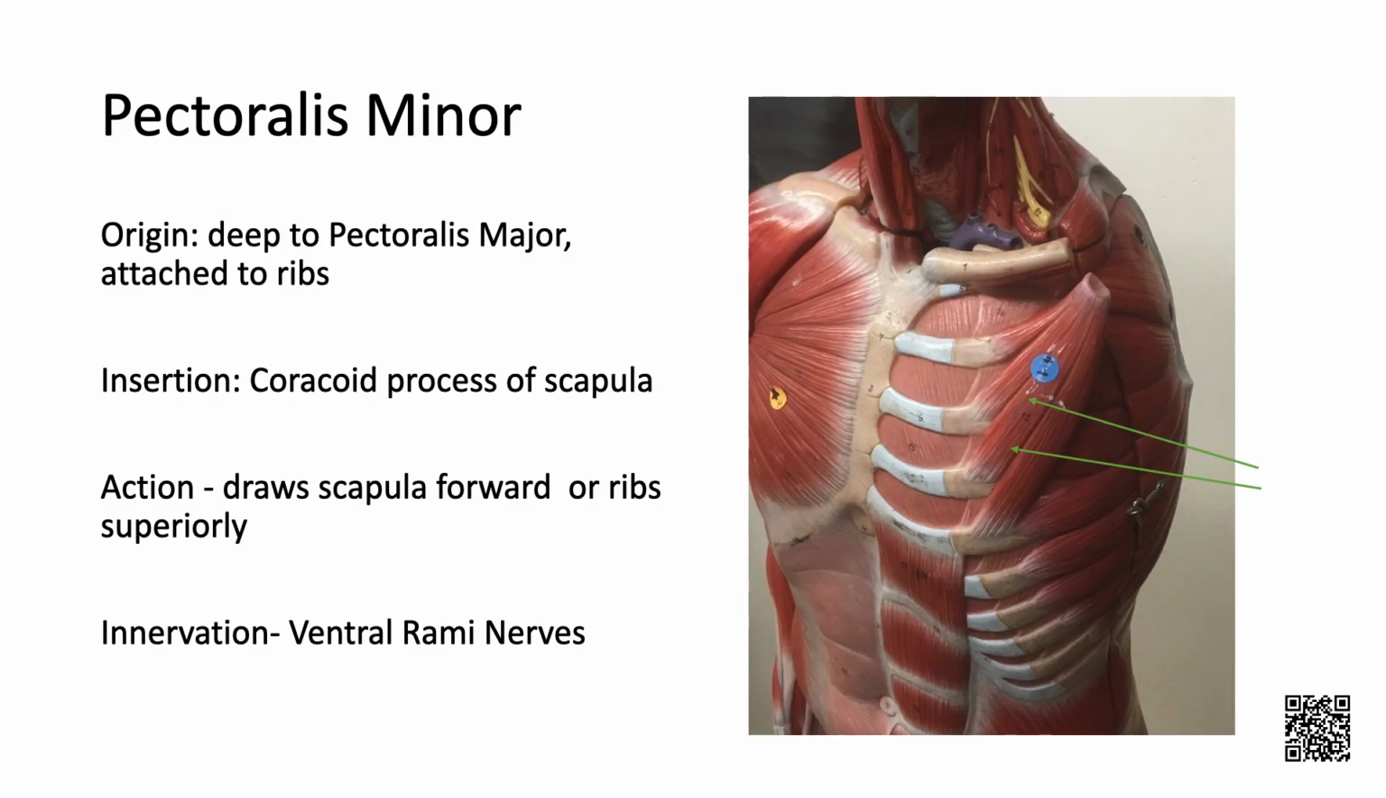Pectoralis Minor lies deep to the Pectoralis Major. It originates on the ribs and inserts on the coracoid process of the scapula. Its action is to draw the scapula forward or to lift the ribs superiorly. Innervation, ventral rami nerves. Think of it as a stabilizer and adjuster for scapular movement.